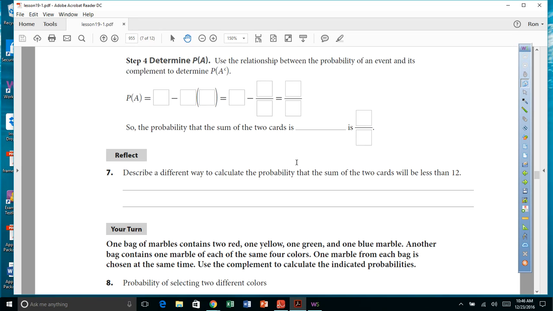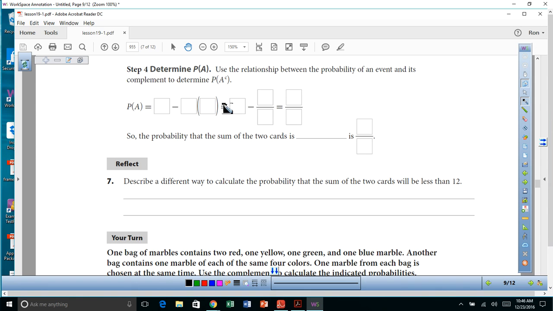Step 4, determine the probability of A. Use the relationship between the probability of an event and its complement to determine A. So we have the probability of A is 1 minus the probability of the complement of A, which is 1 minus 6 over 25, which is 19 over 25. So the probability that the sum of the two cards is less than 12 is 19 over 25.